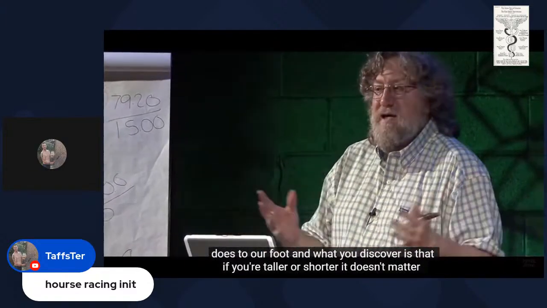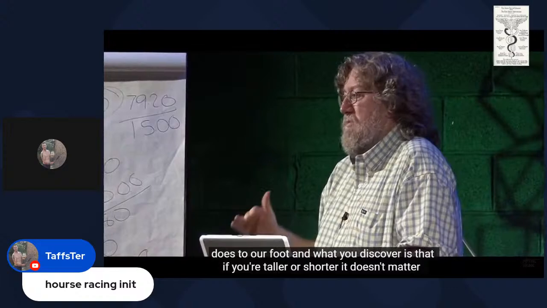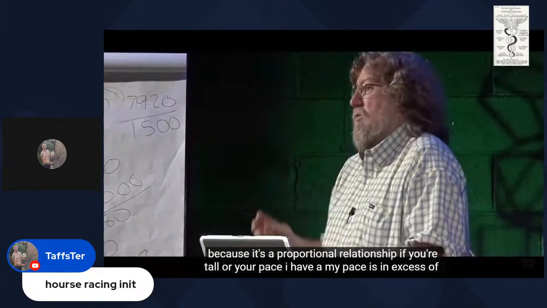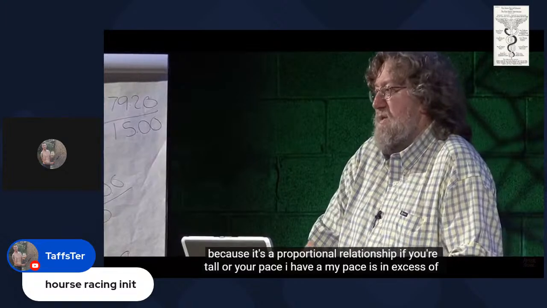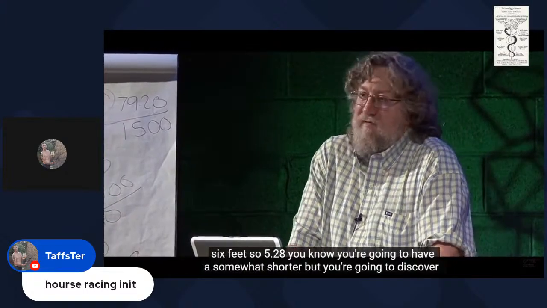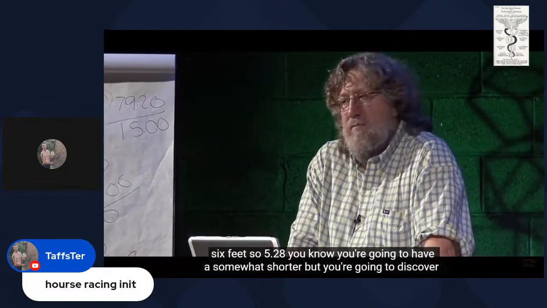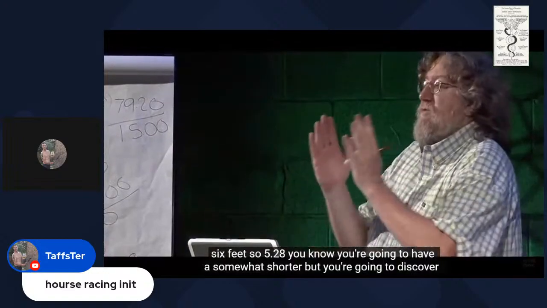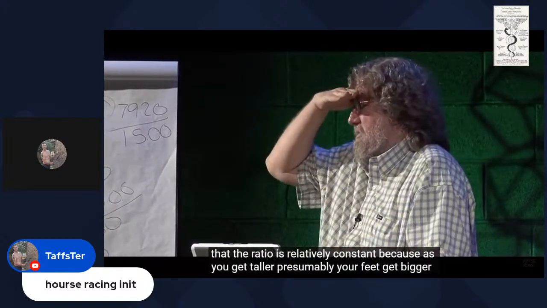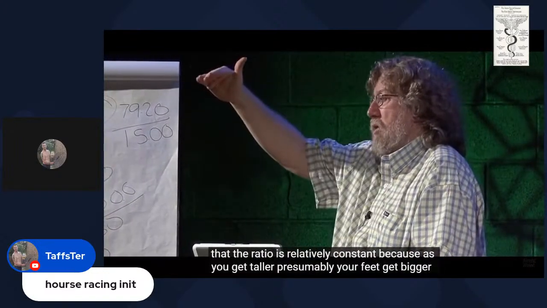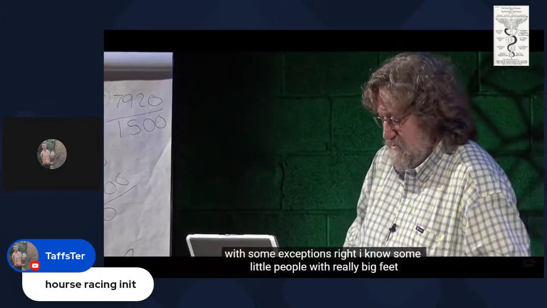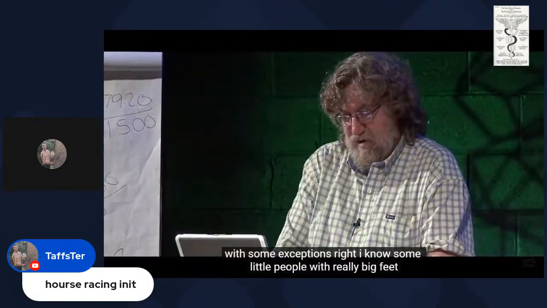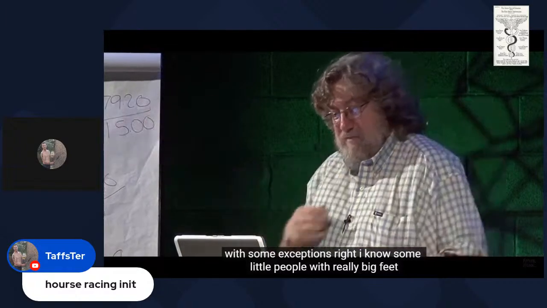And what you discover is that if you're taller or shorter, it doesn't matter, because it's a proportional relationship. If you're taller, your pace, my pace is in excess of 6 feet. So 5.28, you're going to have a somewhat shorter, but you're going to discover that the ratio is relatively constant. Because as you get taller, presumably your feet get bigger, with some exceptions, right? I know some little people with really big feet.